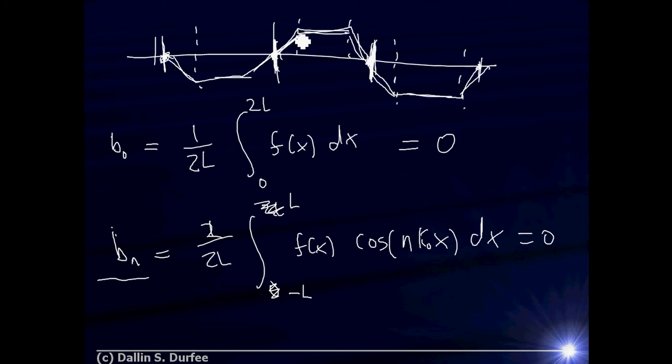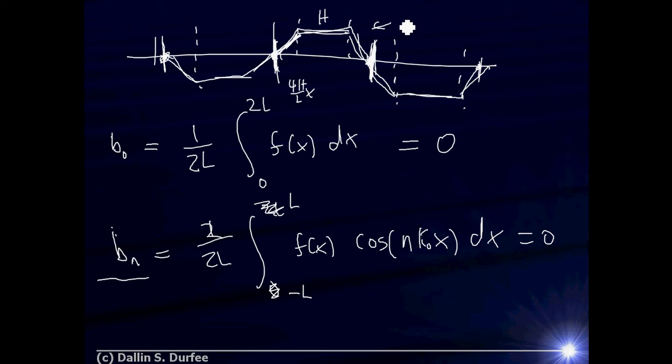From here to here, what is my function equal to? It goes from 0 to h in a distance of L over 4. So this is just going to be 4h over L times x. And for this region right here, it's just equal to h.